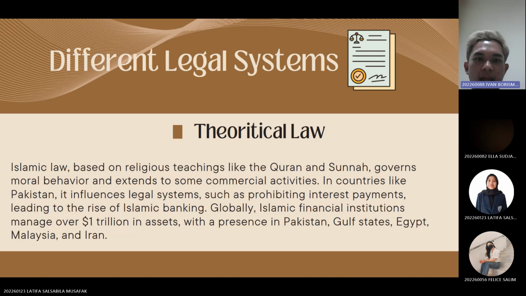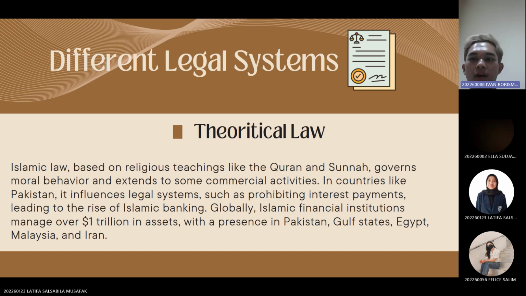The last one is theoretical law. Islamic law based on religious teachings like the Quran and Sunnah governs moral behavior and extends to some commercial activities. In countries like Pakistan, it influences the legal system, such as prohibiting interest payments, leading to the rise of Islamic banking. Globally, Islamic financial institutions manage over $1 trillion in assets with a presence in Pakistan, Gulf states, Egypt, Malaysia, and Iran.